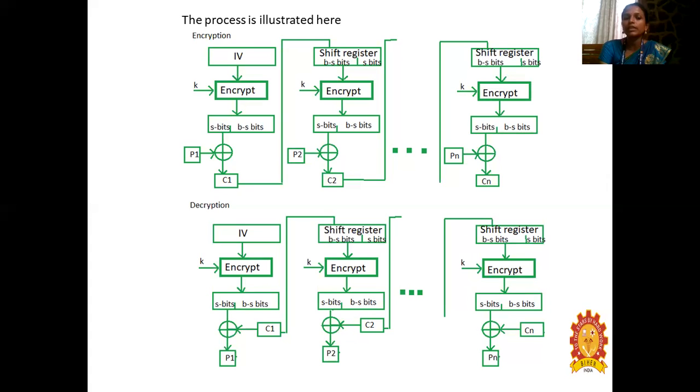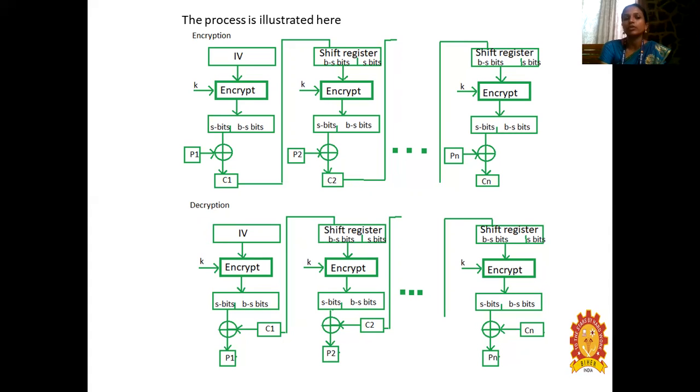We have to encrypt the data with the help of the key. It produces the S bits, the same as before. Then the output is given to the XOR gate, which produces the plain text operations. So we have to start from right to left here. In the encryption process, we start from left to right, but here we start from right to left. For the XOR operation, one input is the ciphertext C2 and the other input is the S bits, the data that was encrypted. So finally we get the plain text.